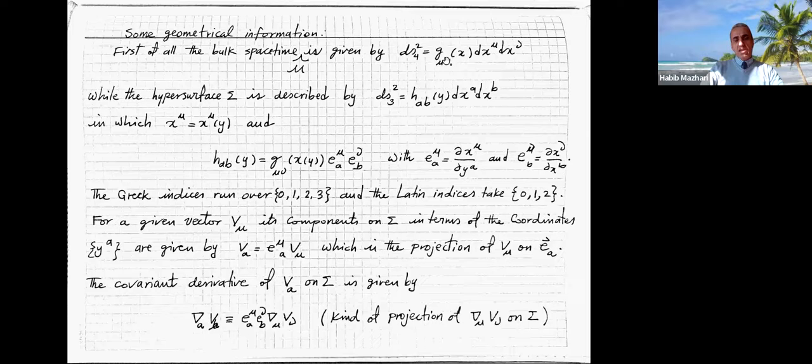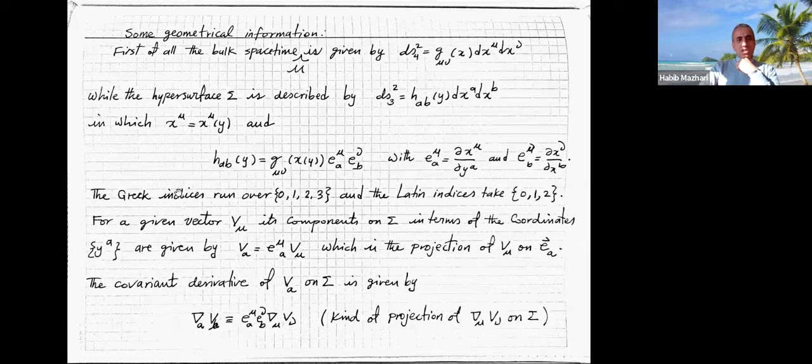G mu nu is its metric tensor, and our hypersurface sigma is 3-dimensional space-time, and its metric tensor is HAB. This is called the induced metric tensor. Actually, here I should write DYA, DYB. Sorry, there is also another mistake here. Of course, X and Y have a relation, that is for sure. And in terms of G mu nu, H mu nu, and the tangent vectors, we can connect them.